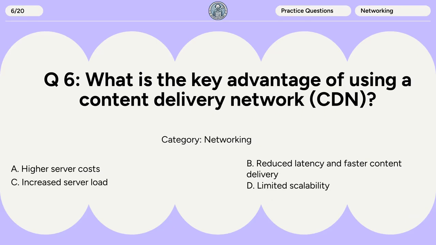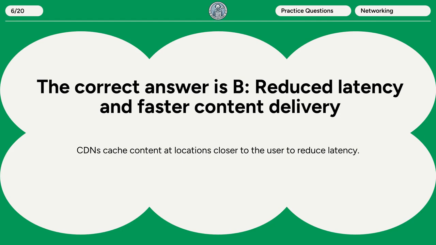Question 6. What is the key advantage of using a content delivery network? A. Higher server costs. B. Reduced latency and faster content delivery. C. Increased server load. D. Limited scalability. The correct answer is B. Reduced latency and faster content delivery. CDNs cache content at locations closer to the user to reduce latency.